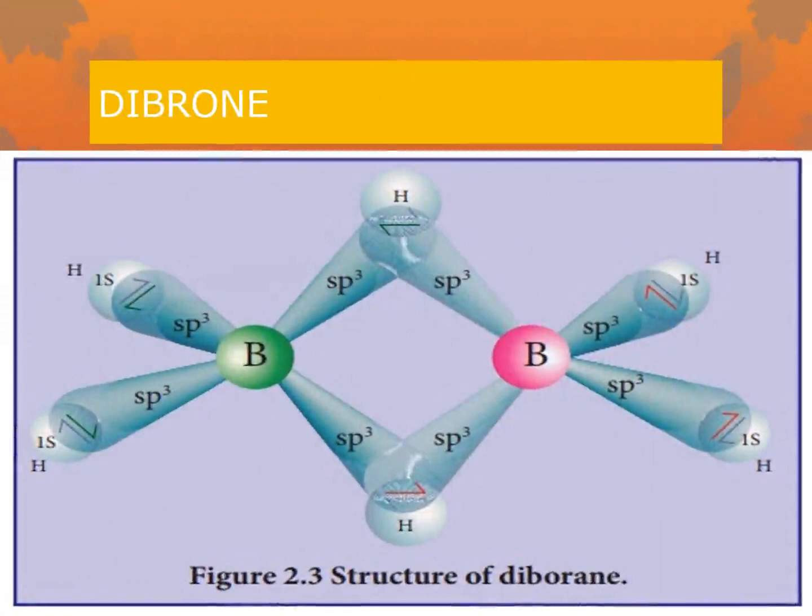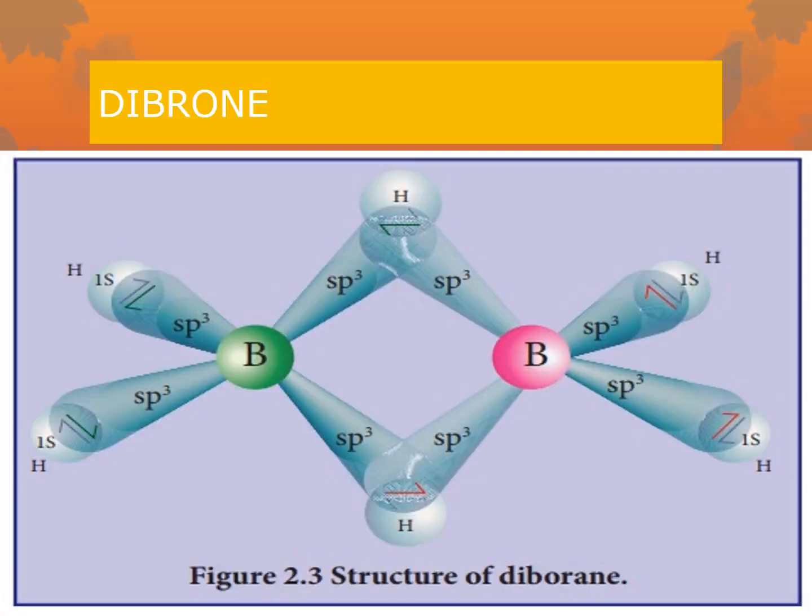Next one, diborane. This is also one of the compounds of the boron group. What happens in diborane? How is diborane prepared? See here, the structure of diborane is given.